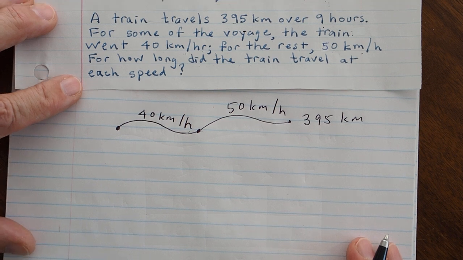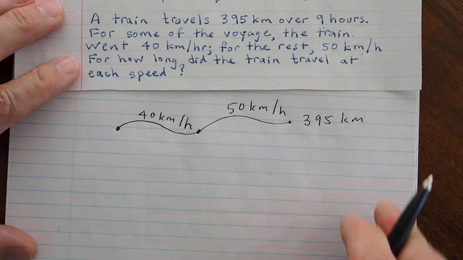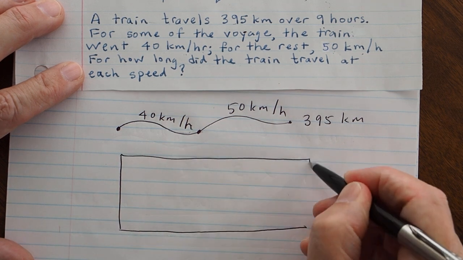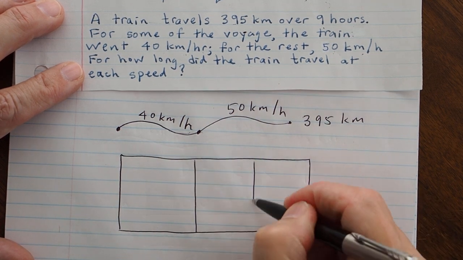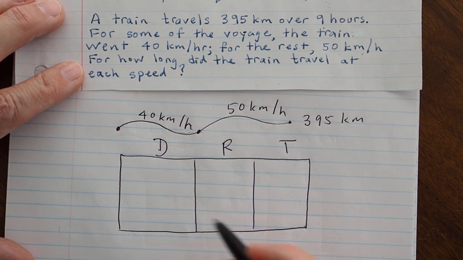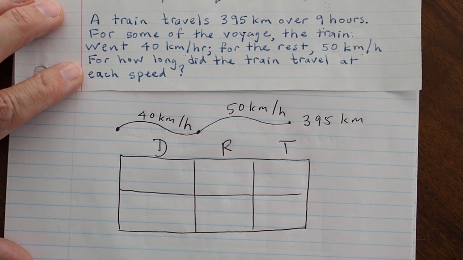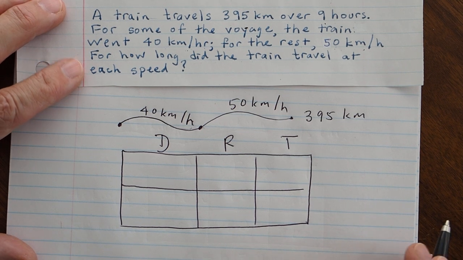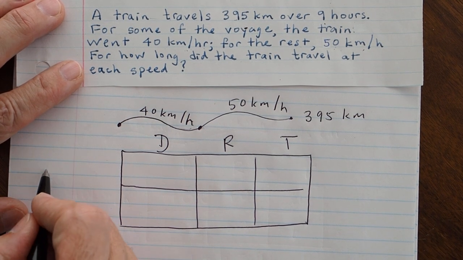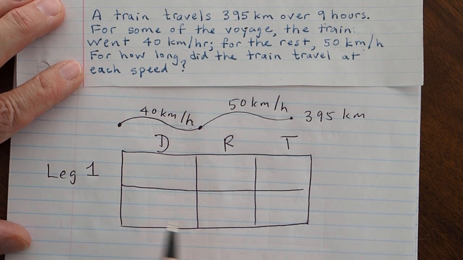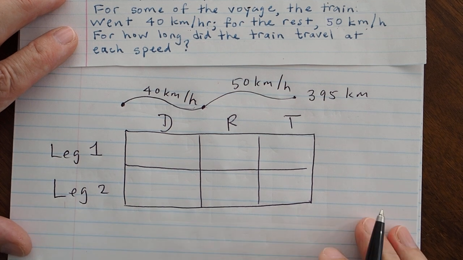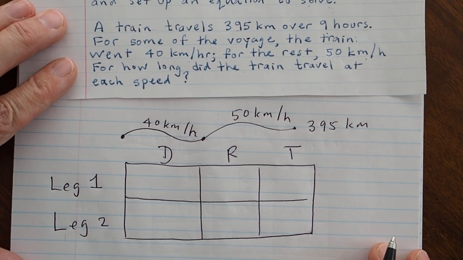What we do is we organize all this information in a 6-cell chart. So we make up 2 rows and 3 columns like this. Distance column, rate column, time column. Those are the 3 columns, and we label the rows too. So this will be the first leg of the journey, leg number 1, the 40 kilometer per hour leg. And this is the second leg of the journey, leg 2, the 50 kilometer per hour leg.